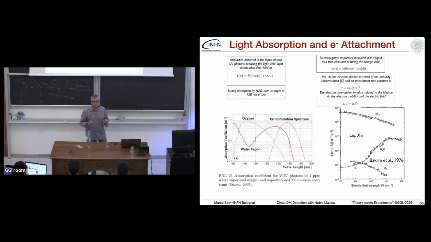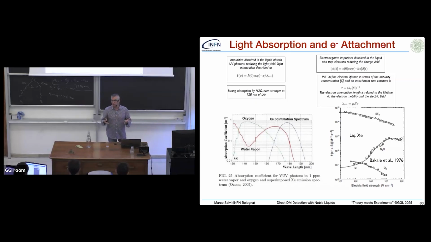To collect them, since we are not inside the medium with our sensors, we need to clean up the system very well, in particular against water for light. Water is the worst enemy for light absorption. On the other side, for the electrons, all the electronegative impurities have to be avoided, in particular oxygen, okay? Of course, this is something that has to be done continuously.